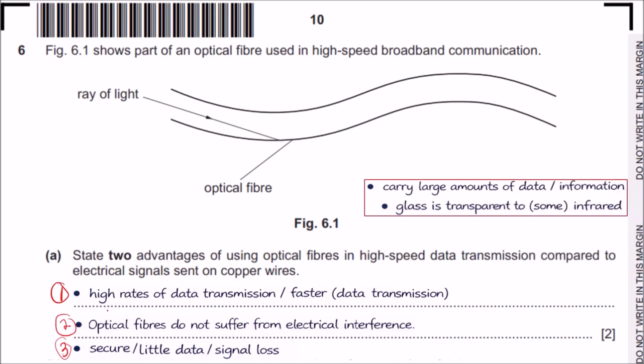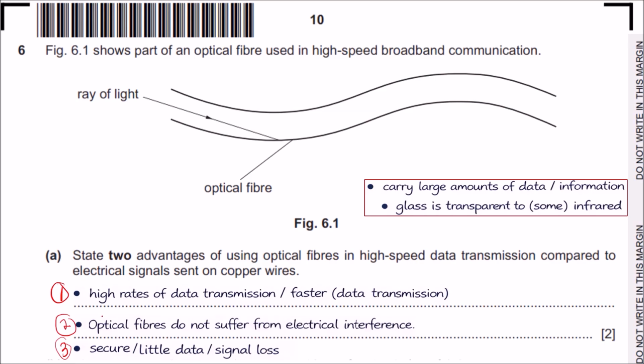Now the other 2 which I can add for you: they carry large amounts of data and information. They can carry so much data and information. And also, since they are made from glass, they are transparent to infrared, which is used in optical data transmission.